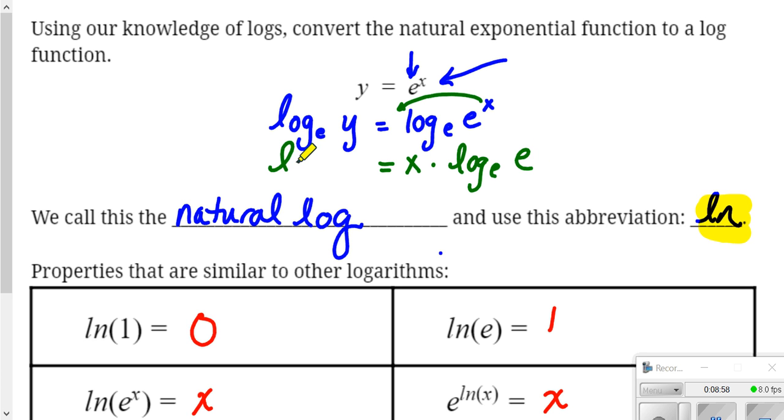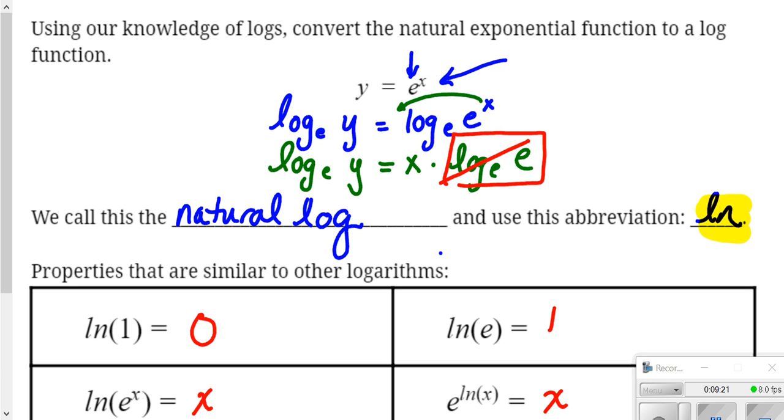Okay, and then over here, samesies, didn't change anything. Okay, just used a log property going from blue to green. And then remember that if I have this, like we talked about before, if you have log base b of b, that's 1. So this right-hand side is just x times 1. So I'm just going to cross that out because multiplying by 1 doesn't matter.